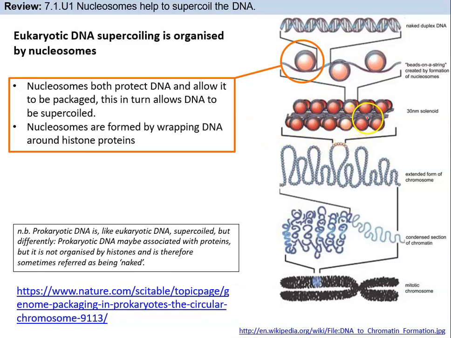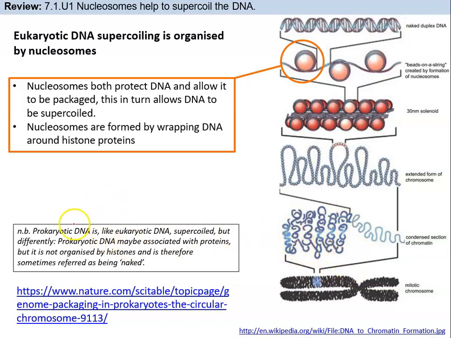So this 30 nanometer solenoid extends into a little more wrapping, a little more coiling or condensation, and then it finalizes with the structure which is called chromatin. Starting with the DNA and then wrapping around the histone proteins by making the nucleosome, and the nucleosome makes the 30 nanometer solenoid, and then a little more condensation until reaching the structure which is called chromatin.